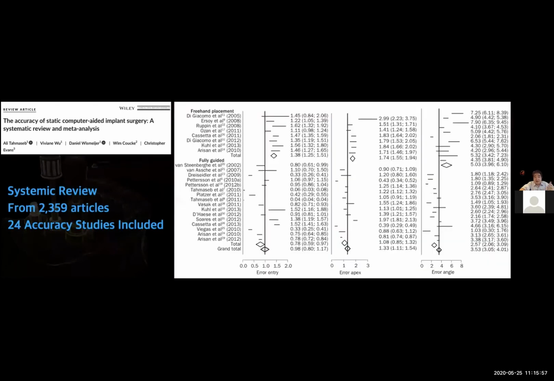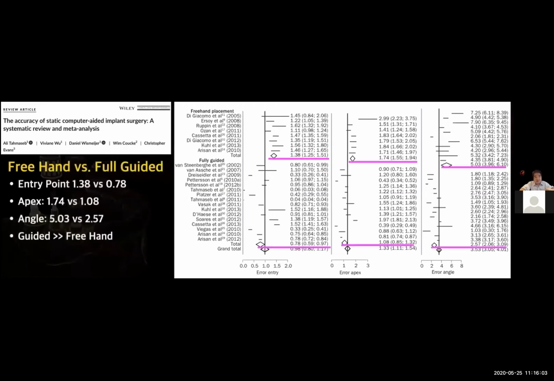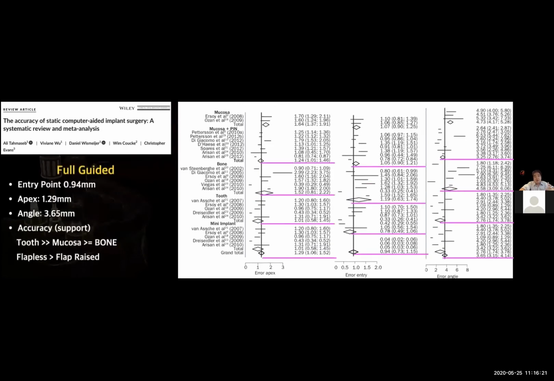Let me go over a recent article about the accuracy of the guide. In this article, they went over 3,000 articles and used 24 studies. The first thing I want to share with you is this: when we compare freehand with full guided surgery, definitely full guided surgery is much more accurate, so the error is much smaller. There's no doubt guided surgery is much better than freehand. Yep, no doubt. How about within full guided surgery?